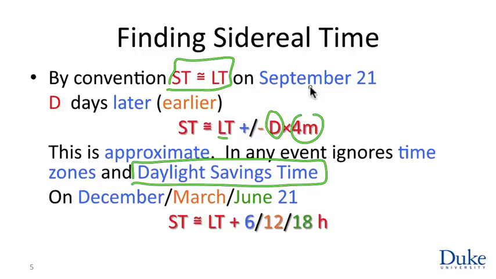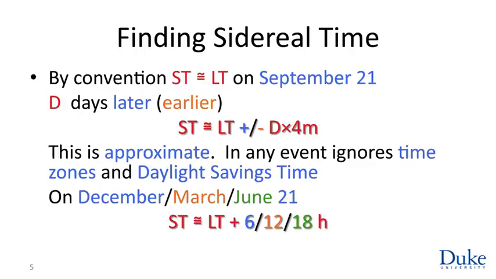We can rescale this at the 4 points of the compass, if you will, of Earth's orbit. So on December, respectively March, respectively June 21st, you can reset things. So sidereal time is local time plus 6, 12, 18 hours. And then on September 21st, the difference will become 24 hours, which is the same as 0. So now we know how to find sidereal time.